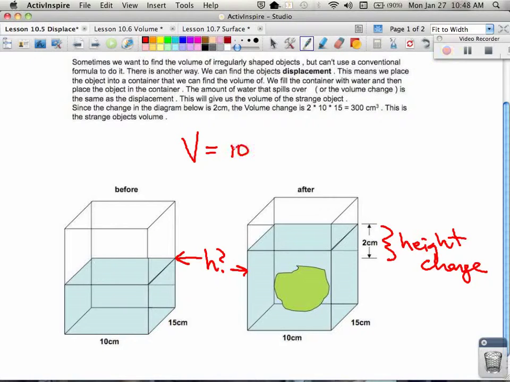to 10 times 15, which is the area of the base, times the change in the height of the water, which was 2. And when I multiply these three things together, I get a total of 300, and we were in centimeters, so that would be centimeters cubed. This is the object's volume. So the displacement was 2 centimeters for the height change, and that created a volume change of 300 centimeters cubed, which then tells us that the object has the volume of 300 centimeters cubed. Pretty clever way to find the volume of something that there is no formula for, so we use a way around it.